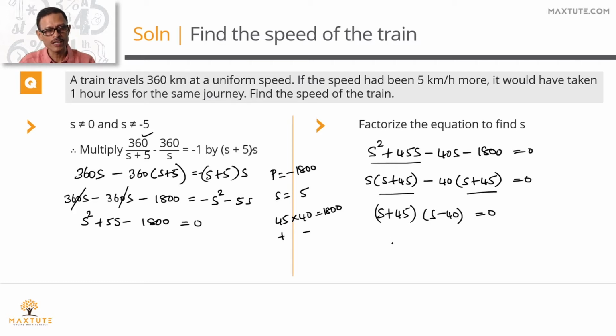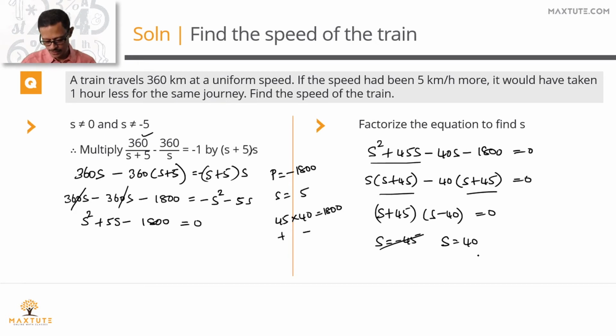Either s plus 45 equals 0 or s minus 40 equals 0. If s plus 45 equals 0, then the value of s will be equal to minus 45. If s minus 40 equals 0, the value of s will be equal to 40. Speeds cannot be negative, so s is equal to 40, which is what we needed to find out. The speed of the train equals 40 kilometers per hour.